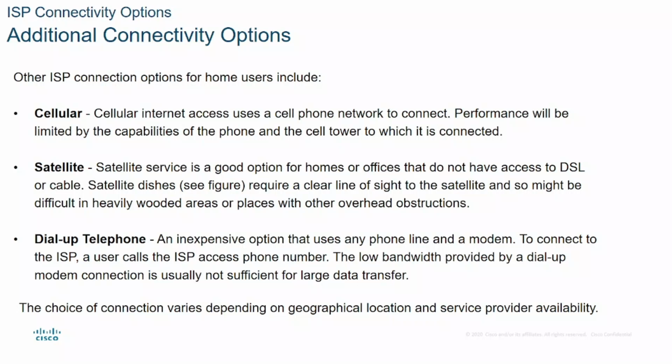Then we have dial-up telephone, so an inexpensive option that uses any phone line and a modem. So to connect to the ISP, a user calls the ISP access phone number. The low bandwidth provided by a dial-up modem connection is usually not sufficient for large data transfer. Just for example, when you set up a Google Meet call, you will see a dial-up phone number there if you want to connect to the call. So that's an example of a dial-up telephone.